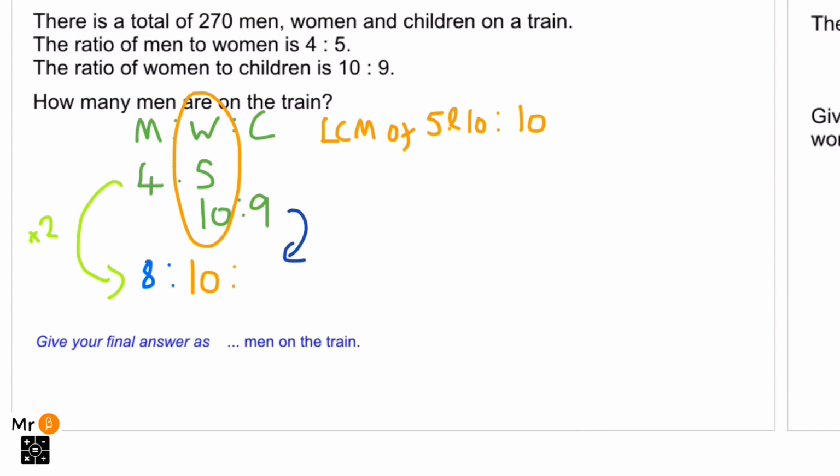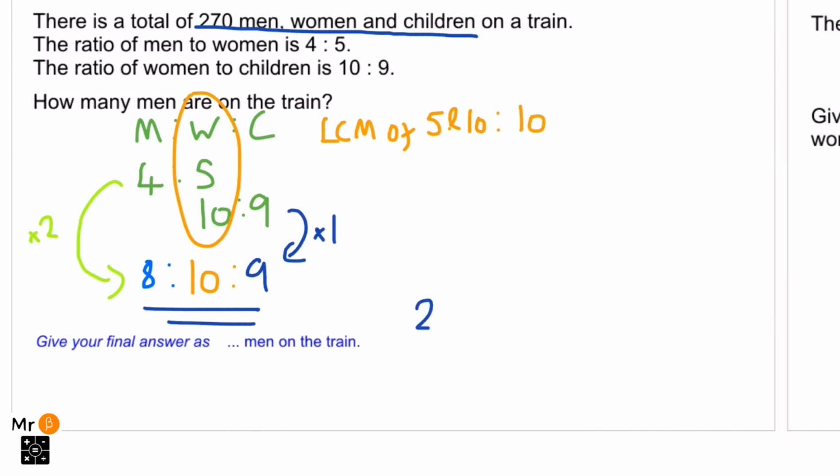On our second one, we've gone from 10 to 10. So we've multiplied by 1. So again, we just keep our answer for children as 9. 9 times 1 is 9. So now we've got our combined ratio. And we've got our total of 270 men, women and children.